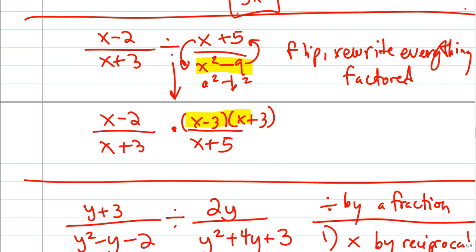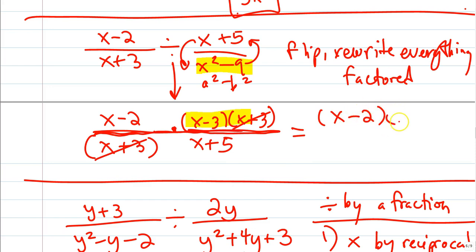What does that do for me? Well, we just multiplied fractions and they were really easy. How do I multiply fractions? We treat them like one big fraction, and we cancel out any like terms. Well, I have an x plus 3 and an x plus 3, and I believe that's it. So what are we left with on the top? x minus 2, x minus 3, all over x plus 5.